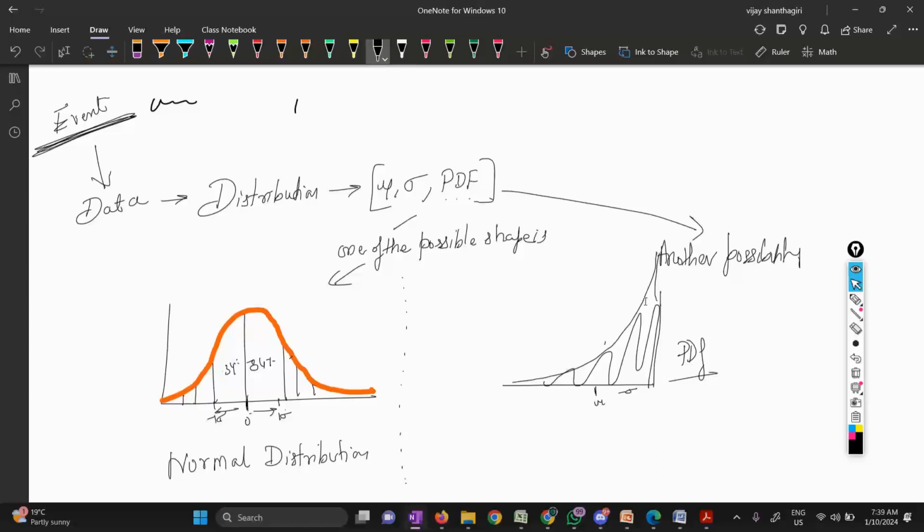Vikas, would you like to elaborate on that? Yes, sir. So at the end of the day, it comes down to the event which produces the data, and it can give us either a smooth normal curve or it can be any other shape for that matter.